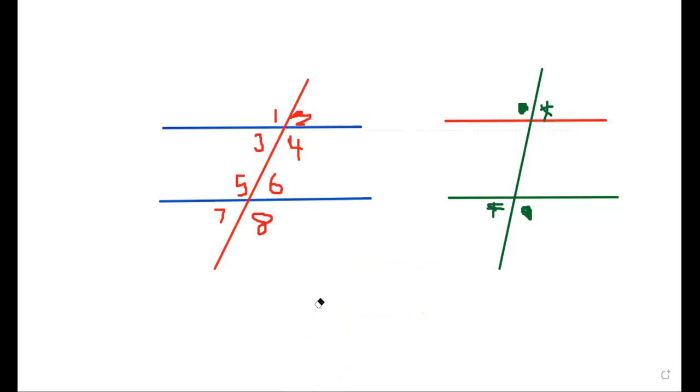Hannah? Understood the difference between alternate interior and alternate exterior? Yes, thank you. You're welcome, honey.